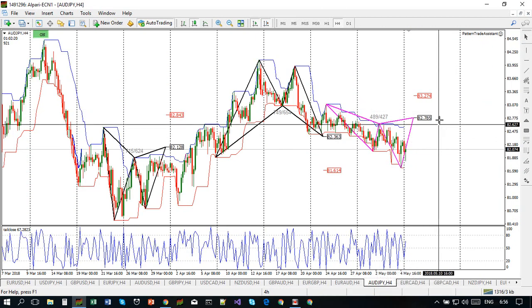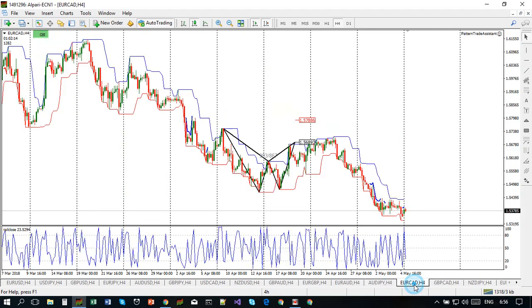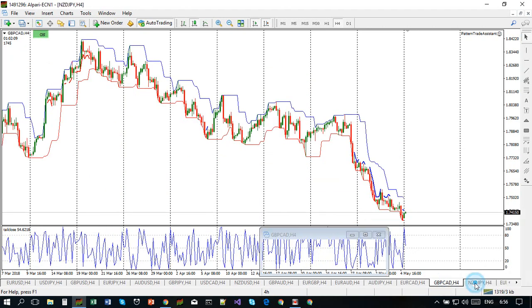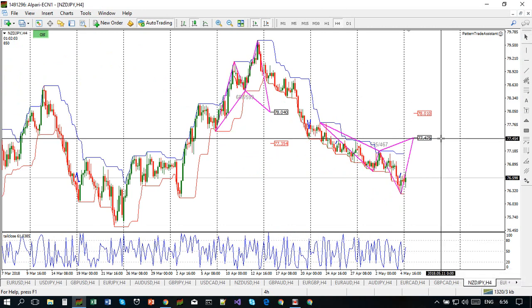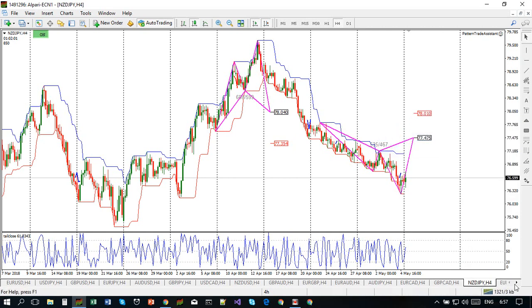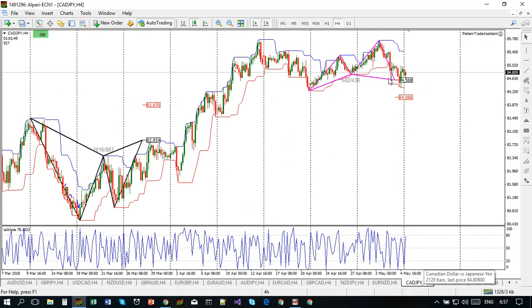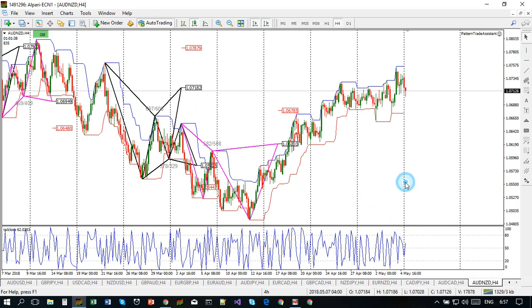Aussie yen, potential cipher pattern, one of the most probable patterns. The probability of ciphers is above 60, 65 to 70 sometimes. Okay, New Zealand yen, another cipher. Okay, done. Let us go next. Euro New Zealand, Canada yen. Canada yen was a wonderful winner last week. Aussie CAD and Aussie New Zealand. Well, that's it about the analysis itself.